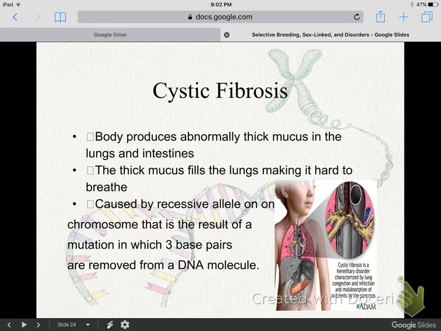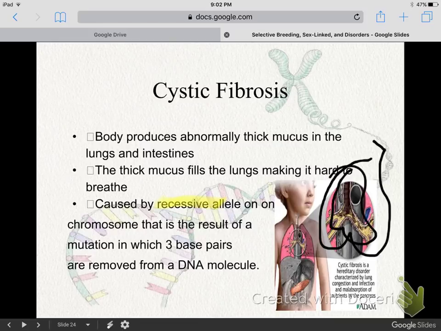And as far as getting cystic fibrosis, it is caused by a recessive allele on one chromosome that's a result of a mutation in which 3 base pairs are removed from the DNA molecule. So if you look in the picture here, it says cystic fibrosis is a hereditary disorder characterized by lung congestion and infection and malabsorption of nutrients in the pancreas. Okay, so you can kind of see right in this area where it highlights here that there is a lot of things compacted inside those airways that are making it hard for that person to breathe.